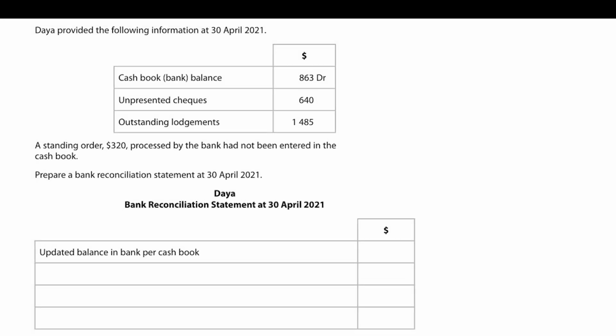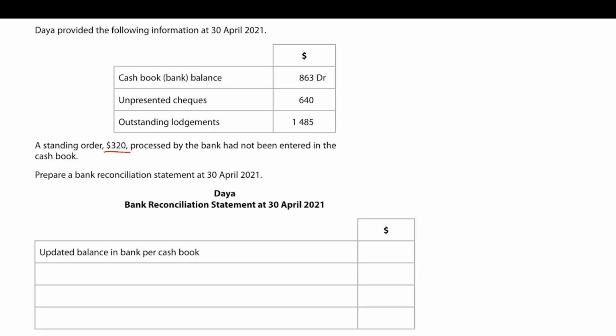Question: Daya provided the following information at 30th April 2021. They have given a cash balance debit. That means the bank balance is debit, unpresented checks 640, outstanding lodgements 1485. A standing order of $320 processed by the bank had not been entered in the cash book. Prepare the bank reconciliation statement at 30th April 2021.